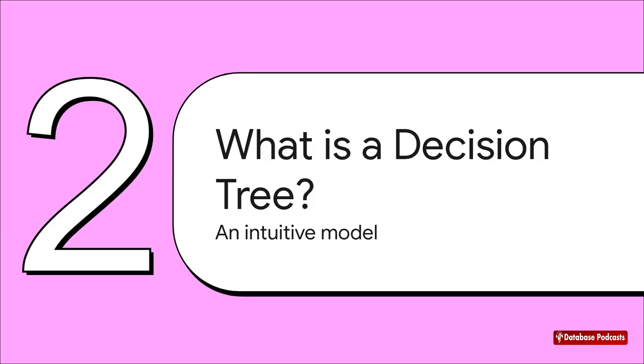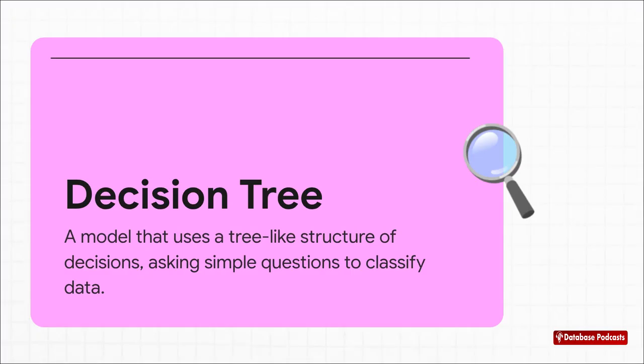What is a decision tree? It's a surprisingly intuitive model, mainly because it mimics how humans actually make decisions. It's powerful because it's so easy to follow. Okay, so what is it really? At its core, a decision tree is just a flowchart. It's a model that uses a tree-like structure of decisions. It starts at the top and just asks a series of simple if-then-else questions to sort through the data. Each answer sends you down a different path until you land on a final answer.